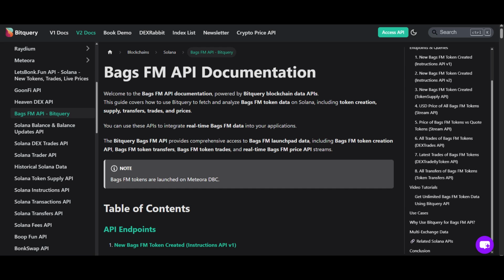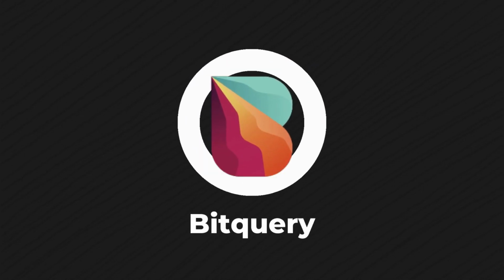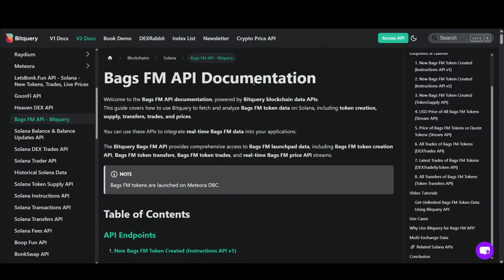Hey everyone, today I'm showing you how to track BagsFM token activity on Solana using Bitquery's API. BagsFM is a launchpad on Solana where tokens launch on Meteora DBC. Let's see how to monitor all trades and transfers for these tokens in real time.